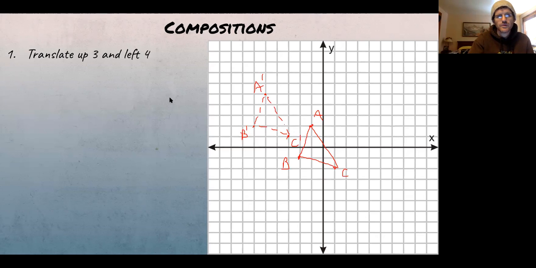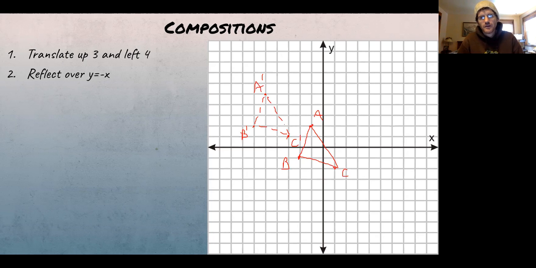Okay, so we just translated it. What are we going to do next? Now we're going to reflect over y equals negative x. This is one of those lines I told you you need to have memorized. I don't know what more to do for that, but you just need to practice, okay? So y equals negative x is actually a diagonal line that cuts through like so.